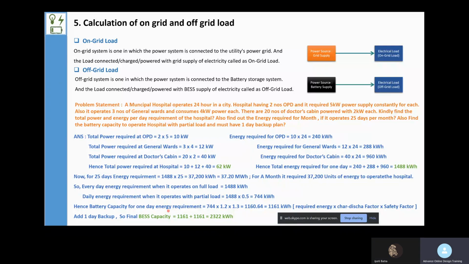What do you call that? State of charge percentage, SOC. So you never drain out the battery. It's basically a cushion, 20%, 10%, what you call a buffer or cushion. You are maintaining that, and you can never go below that.